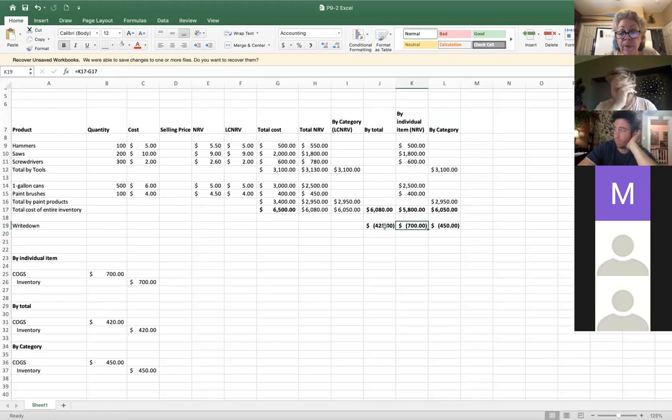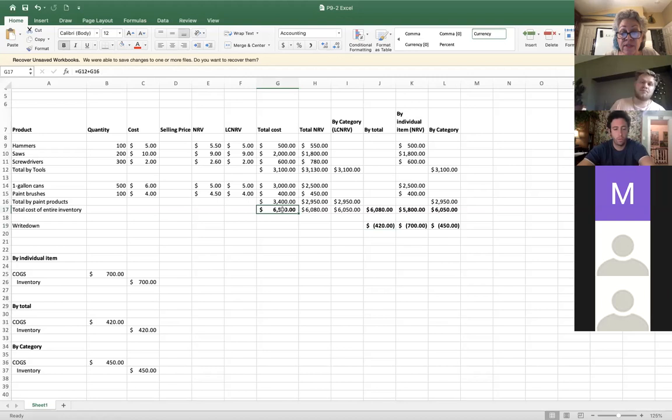When I did it by total, remember we got the 6,500 for cost compared to the total of NRV, which was 6,080. When I compare the cost to the NRV, we have a write-down of 420.